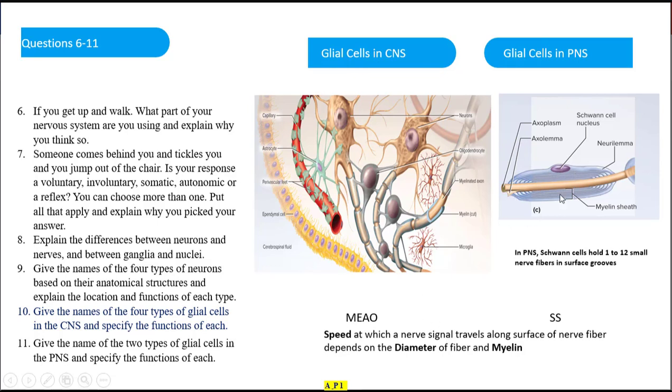Why do we need covering of the neuron? Why do we need myelin covering? Because it increases the speed of action potential, which depends on 2 things: the diameter of the fiber, the bigger the nerve fibers are, the faster the action potential. Things run fast in big nerves. And the presence of myelin. When you have myelin covering on the neuron, the action potential will be fast.